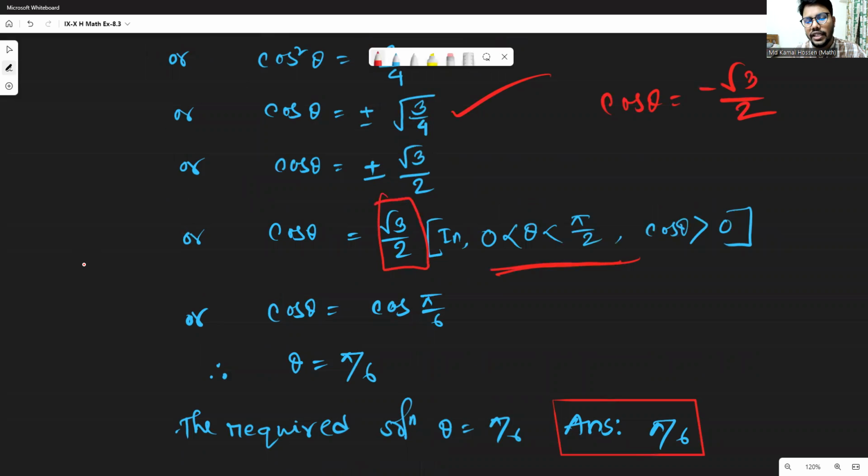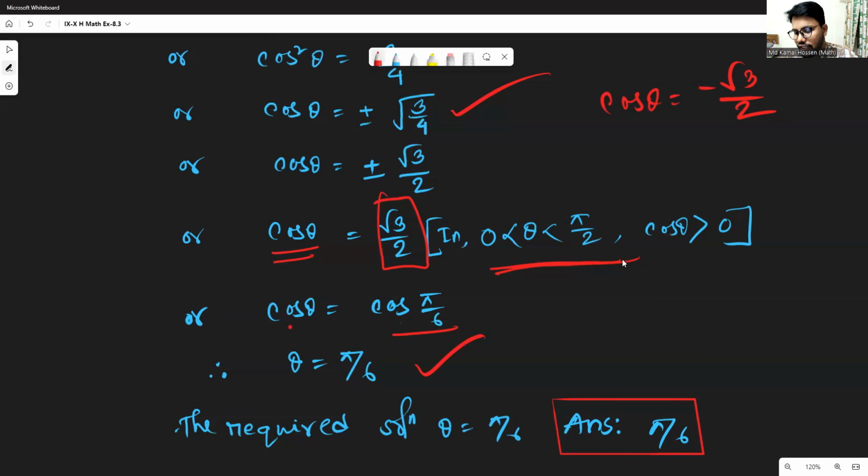So now root over 3 divided by 2, what is the value of cos theta? Which value of cos theta will be root over 3 by 2? Root over 3 by 2 means 30 degree, the value of cos 30 degrees. So in circular measurement, we have to write 30 degree as pi by 6. So cos theta equals cos pi by 6. Eliminating cos from both sides, theta equals pi by 6, which is our required solution. So now the answer is pi by 6.